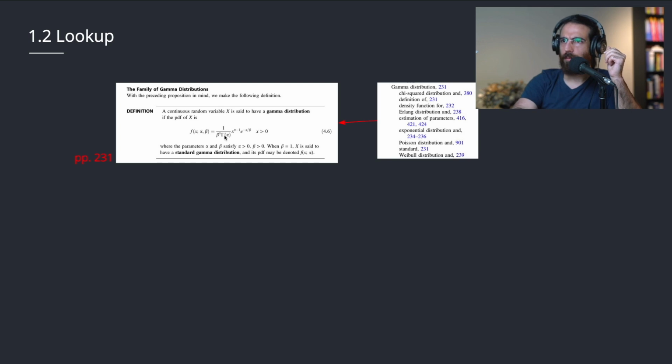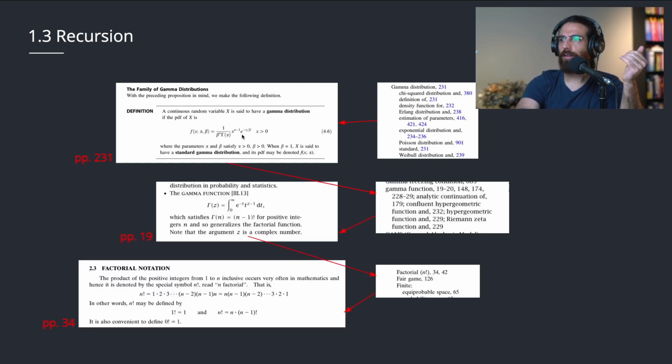Let's begin with gamma, right? Let's say we know what alpha and beta are. How do we find out what gamma is? It's right there in the equation, but they're not telling us what this is about. So what we would do is we would go right back to the index. If we go right back to the index, it says gamma function.